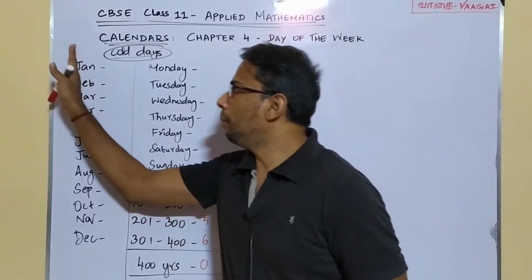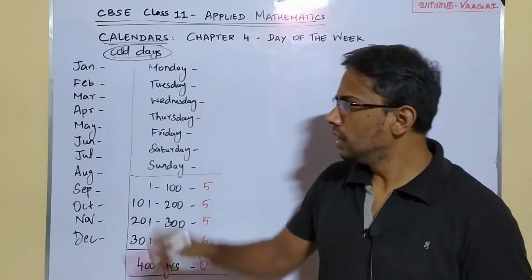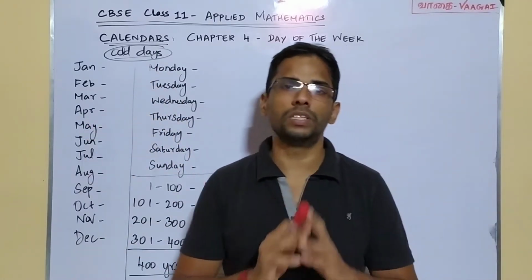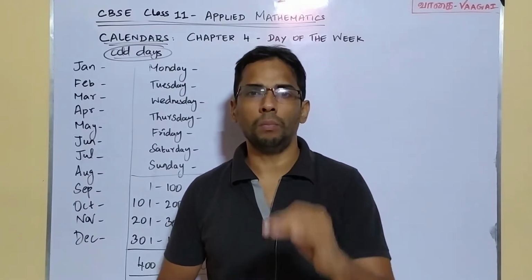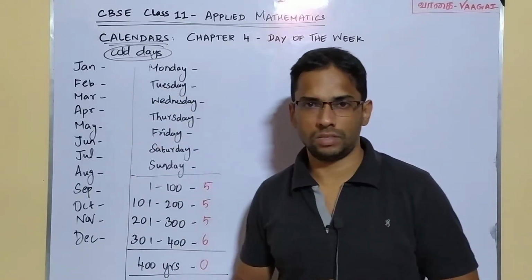Next, we will come to the months. We very well know that there are 12 months in a year: Jan, Feb, March, April, and so on up to December. We have 12 months there, and now what we are supposed to do is calculate the number of odd days for each of these months. That is going to be the next task.